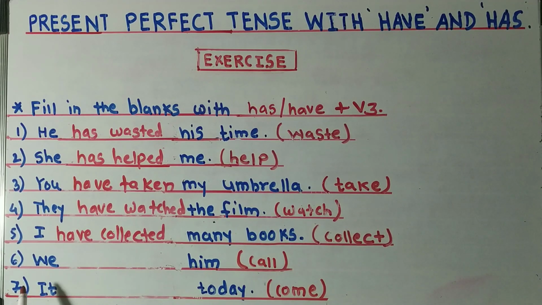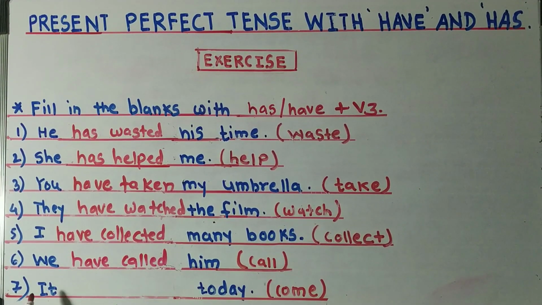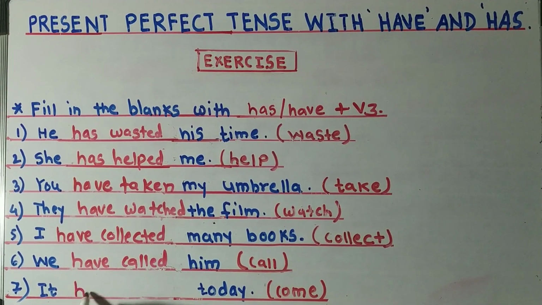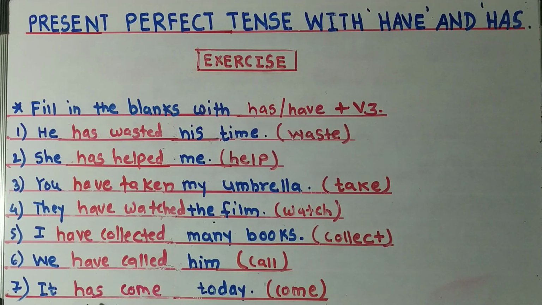Next example. We dash dash him. We have called him. Here in this example we have made use of the word have because the subject is plural, and the V3 form of the word call is called. And finally, it dash dash today. It has come today. Here we have made use of the word has because the subject of the sentence is singular, and the V3 form of the word is come.